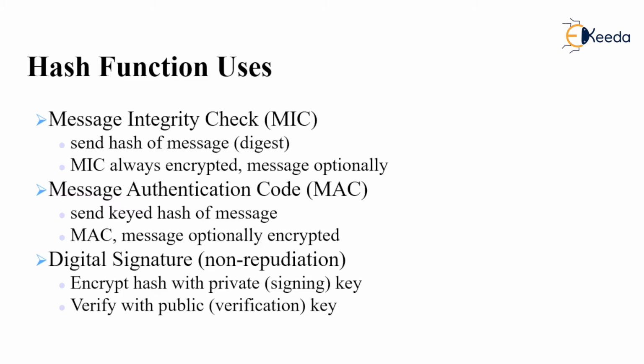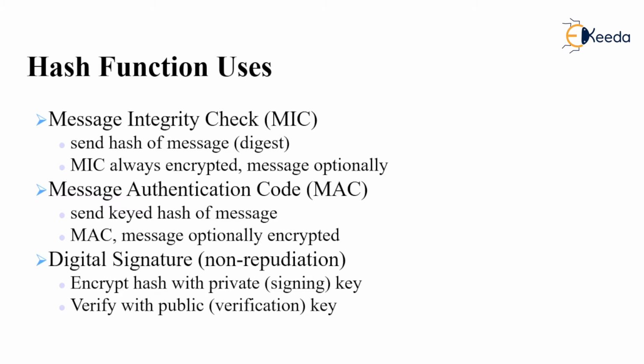Then there is the message authentication code, which sends the keyed hash of the message, and the message is also optionally encrypted. That means when the keyed hash functionality has been implemented using the MAC on the plain text, then if required, encryption will take place. If not, then encryption of the message over the keyed hash function of the message is optional.